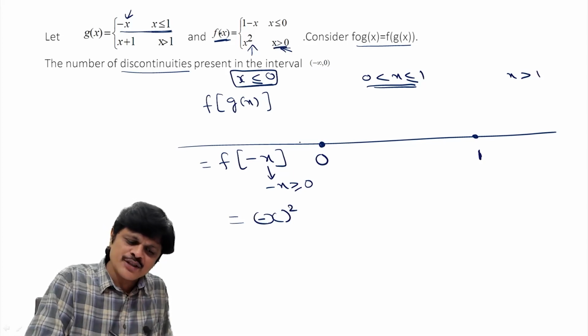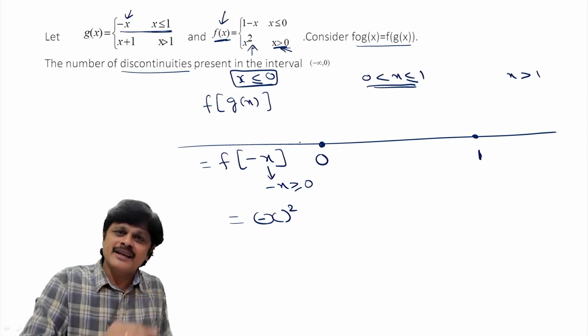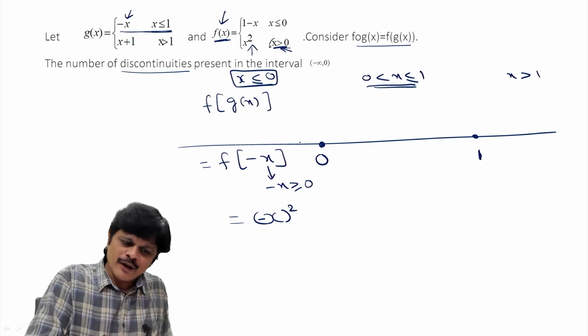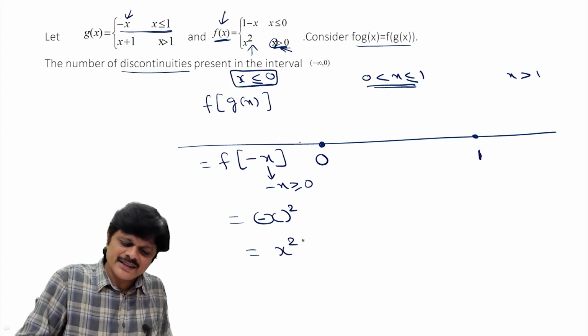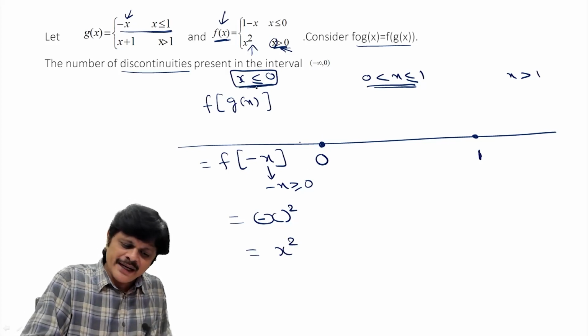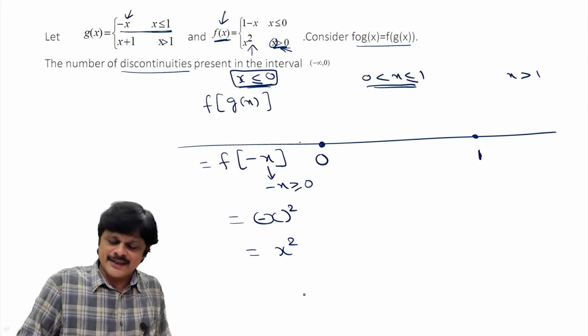Because for x greater than 0, how is f(x) defined? Square of that fellow. Whatever is here, square of that fellow. So it is minus x square, which is nothing but x square. So the definition for x less than 0 is x square.